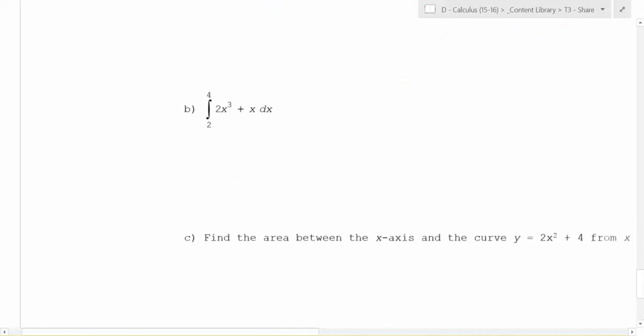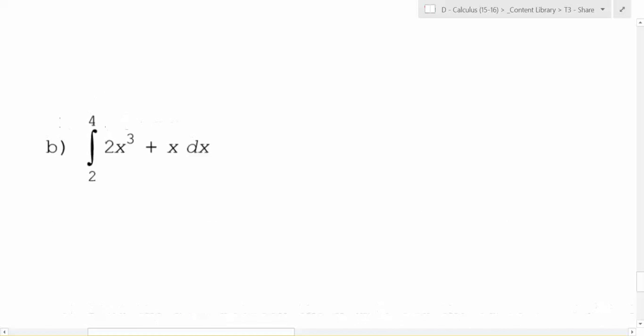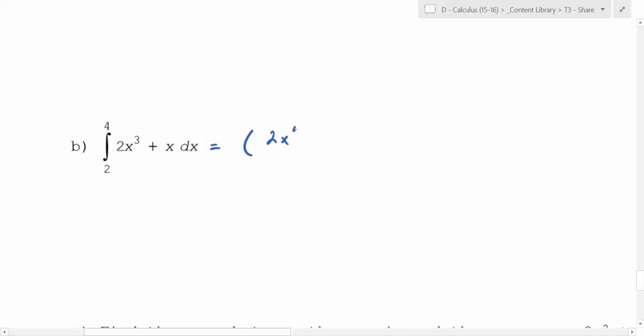Okay, why don't you try these two by yourself. Try those two. Totally fine. On this one right here, you first have to find the indefinite integral, right? So what's that going to be? Well, 2x to the 4th over 4 plus 1/2 x squared, right? Plus c from 2 to 4. Then you just have to evaluate it really carefully, right? So what's that going to be?